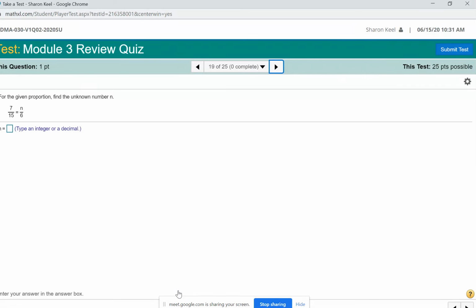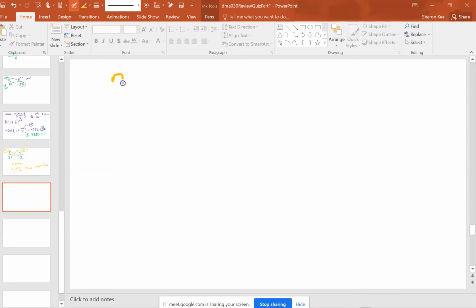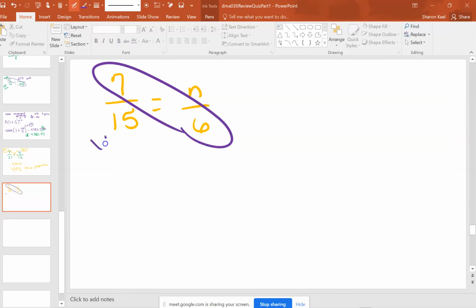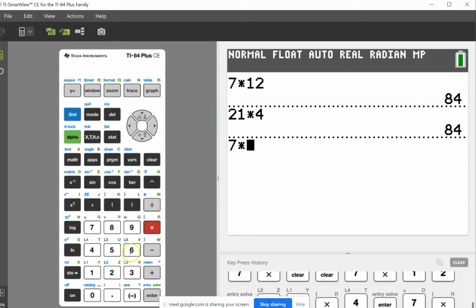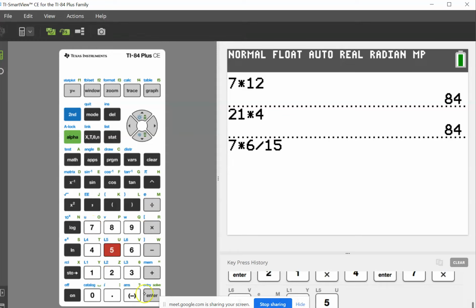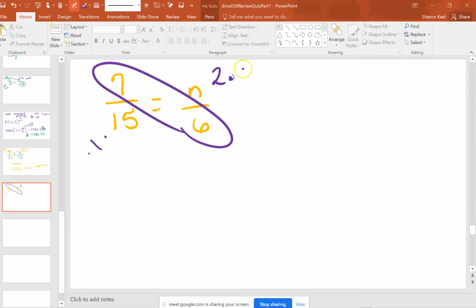Solve for the n. 7 over 15 equals n over 6. So we're solving this one, which means we're going to cross multiply and divide. So 7 times 6 divided by 15, 2.8. So our answer here is going to be 2.8 for the n.